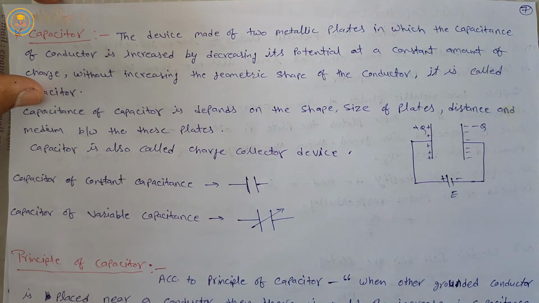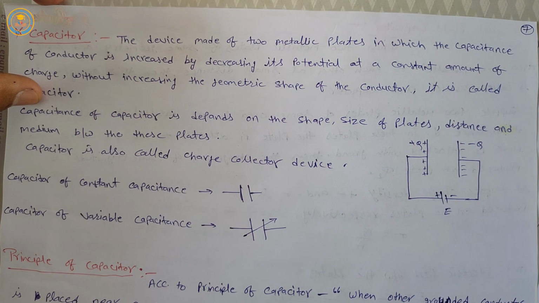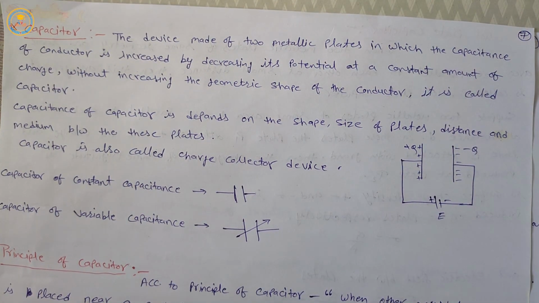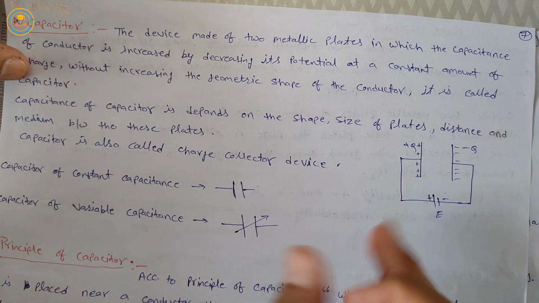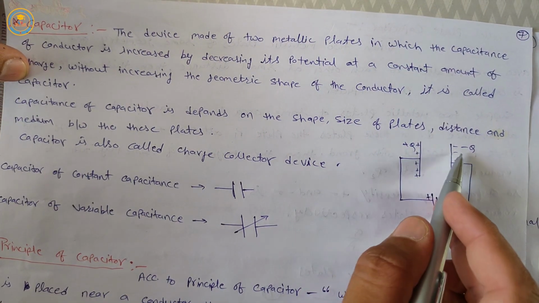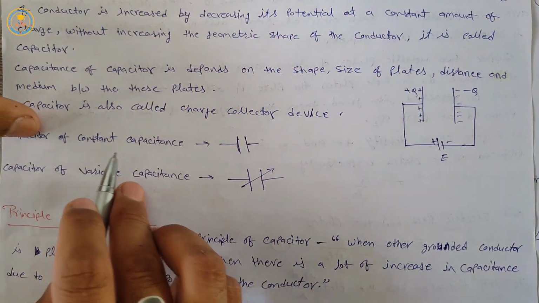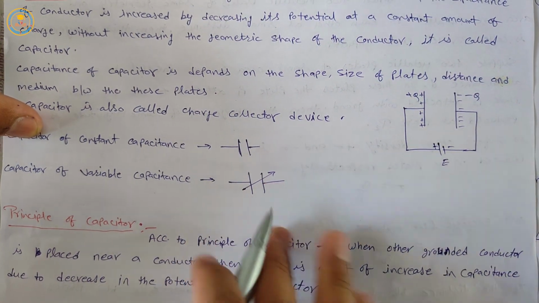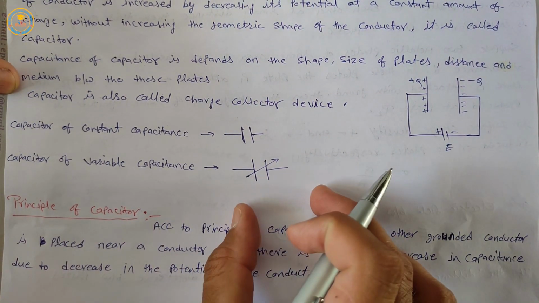When we charge a capacitor, then after being charged, a small amount of charge remains in the capacitor. So a capacitor is also called a charge collector device. This is a capacitor; this plate is charged by plus Q and this one by minus Q. Now the sign of a capacitor: a capacitor of constant capacitance is represented by this sign, two plates and two terminals, and a capacitor of variable capacitance is represented by this sign.